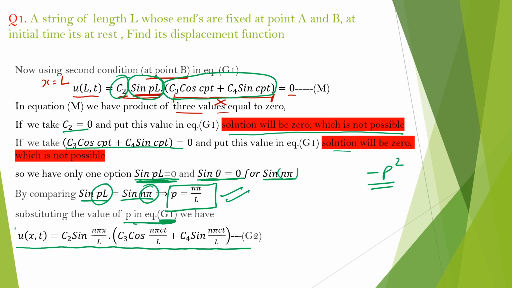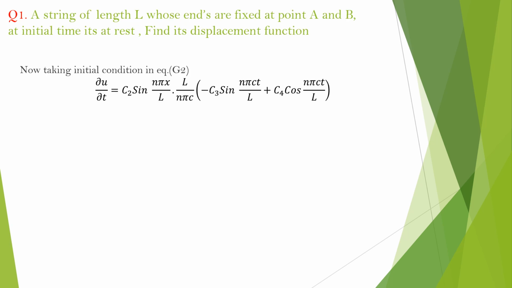Now for the next condition, taking the initial condition in G2. Now our updated solution is represented by equation G2. The next condition is del u by del t equal to 0 at t equal to 0. That means we have to find the derivative of G2. So del u by del t is equal to C2 sin n pi x by L, and we have to differentiate with respect to t.